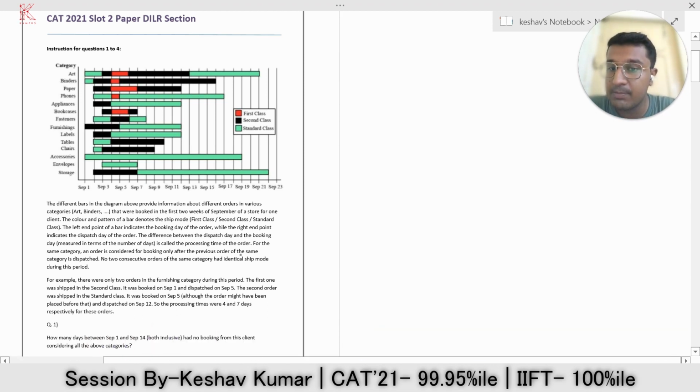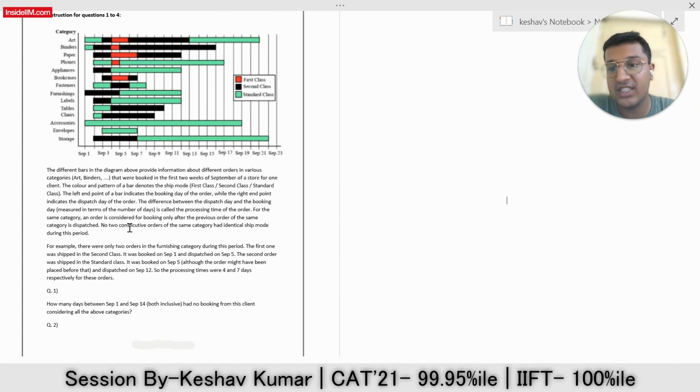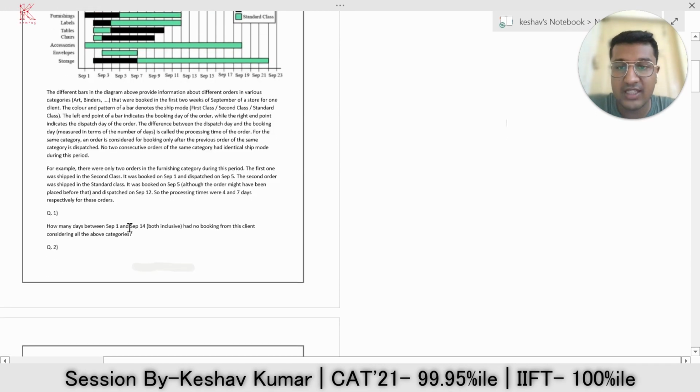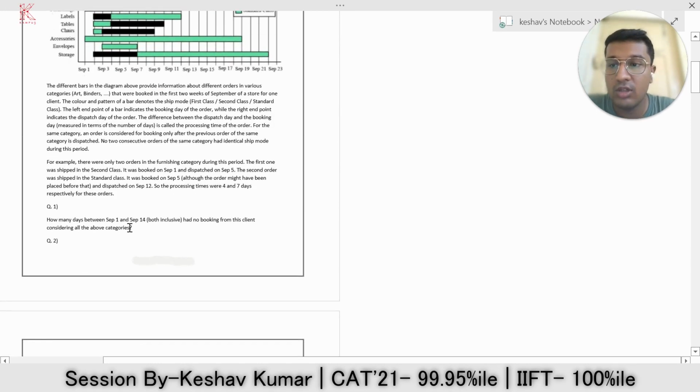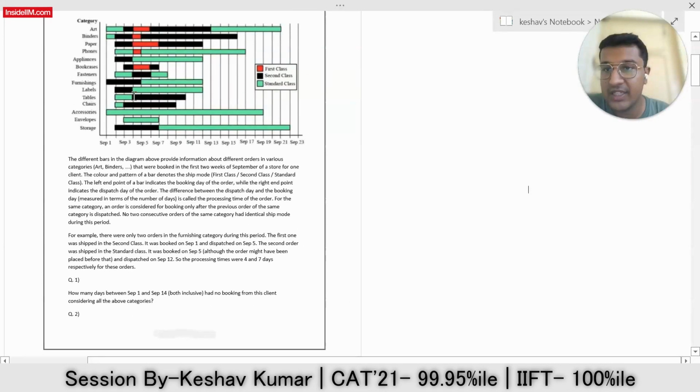The difference between dispatch day and the booking day, measured in terms of number of days, is called the processing time of the order. For the same category, an order is considered for booking only after the previous order of the same category is dispatched. No two consecutive orders of the same category had identical ship mode during this same period. So if you see a complete green line over there, that means that's just one order, no two orders in that. For example, there were only two orders in the furnishing category during this period.